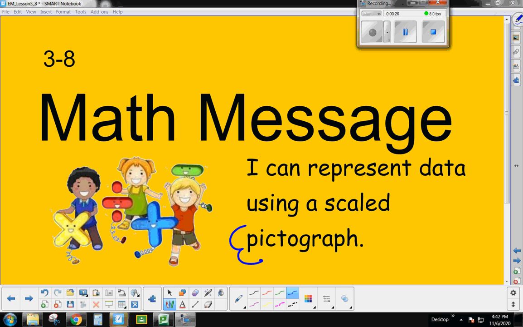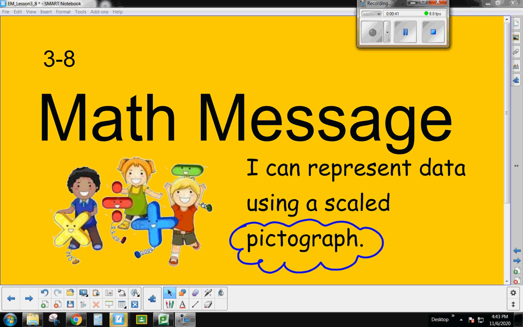Now, when we make a bar graph, our data is represented with bars. But when we make a pictograph, what do you think we're using to represent our data? We're using pictures, right? All right, so here's what we're going to do.